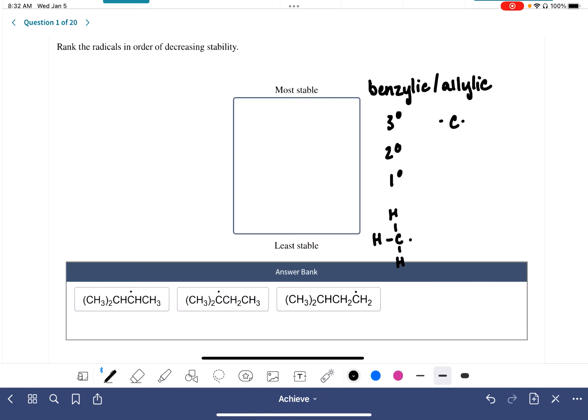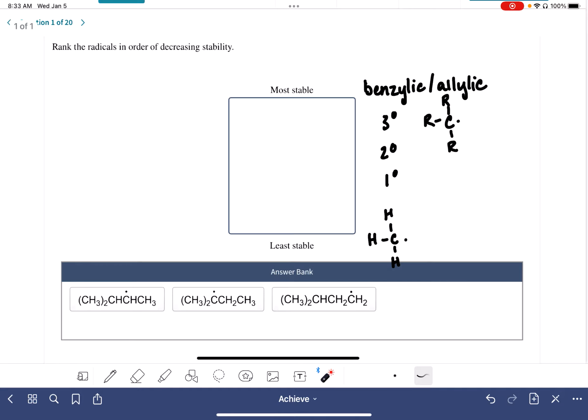Tertiary being a radical that has a single electron on a carbon atom that is attached to 3 additional carbon atoms. A secondary would have only 2 additional carbon atoms, and a primary would have only 1. So these would be hydrogens.